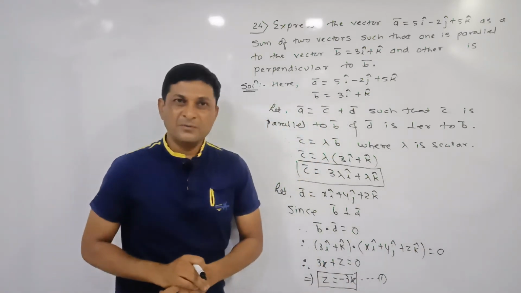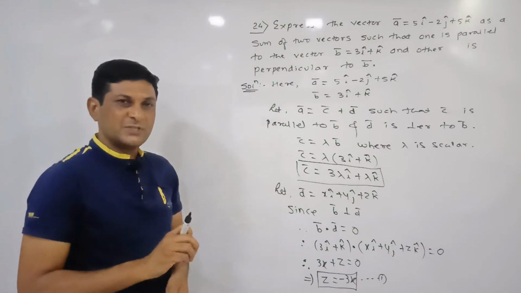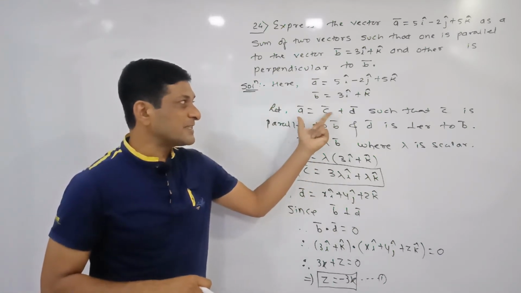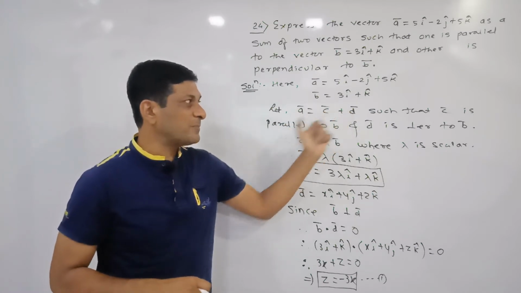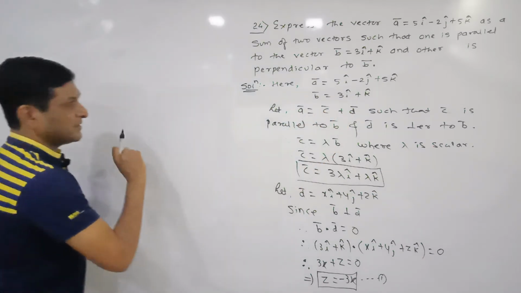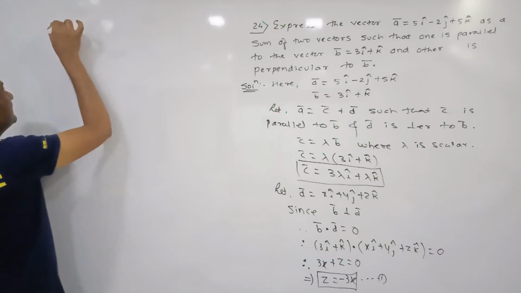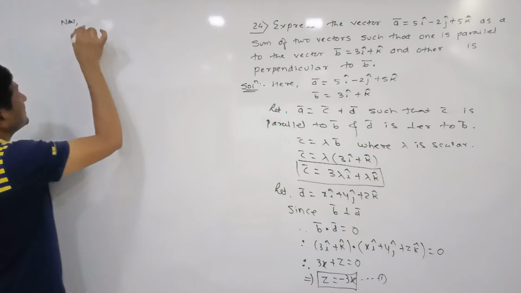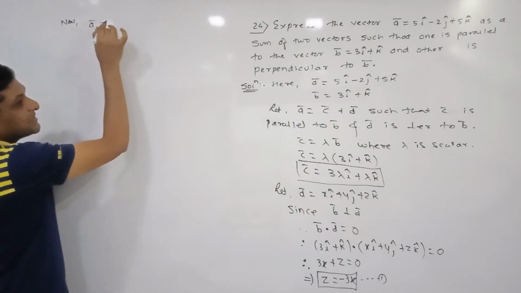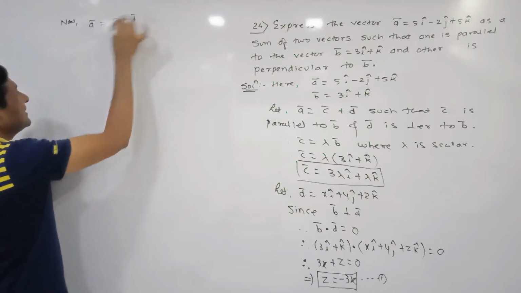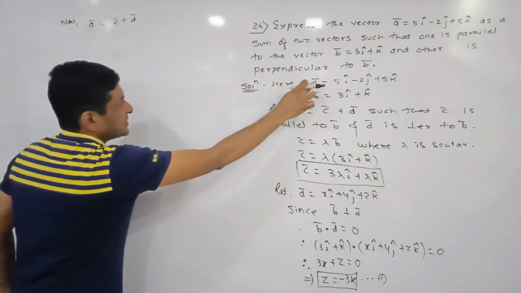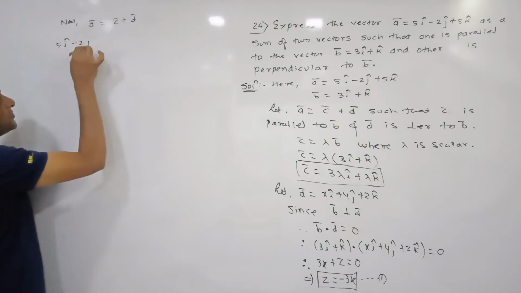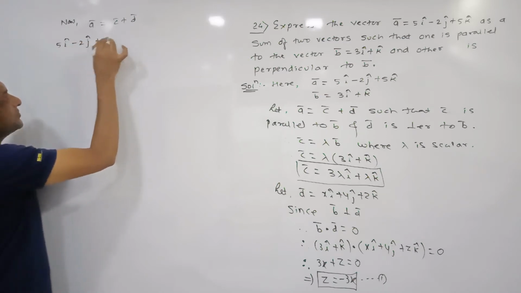Now we are using the next given condition. What is the given condition? That a bar should be expressed as the sum of c bar plus d bar. So using this, let us try to find our required value. Now a bar is equal to c bar plus d bar, so replace a bar by its value. What is the value of a bar? 5i cap minus 2j cap plus 5k cap.